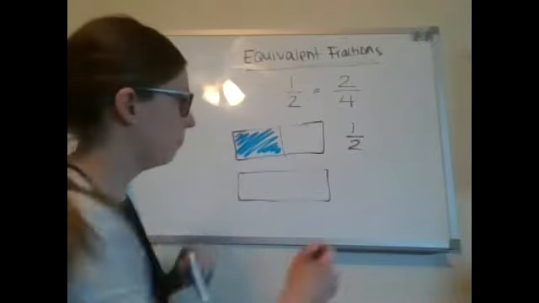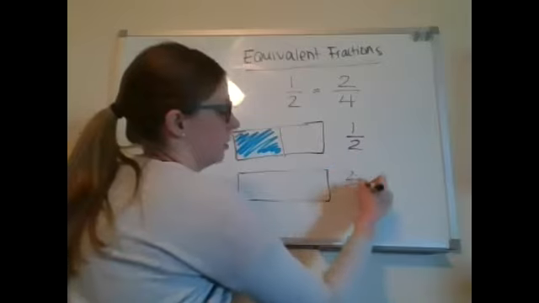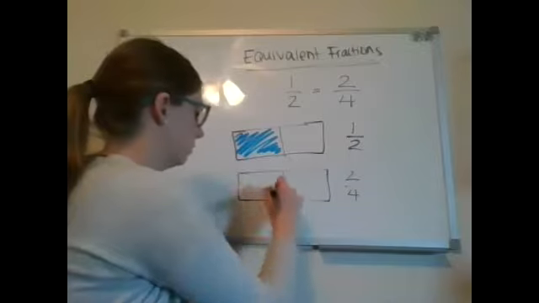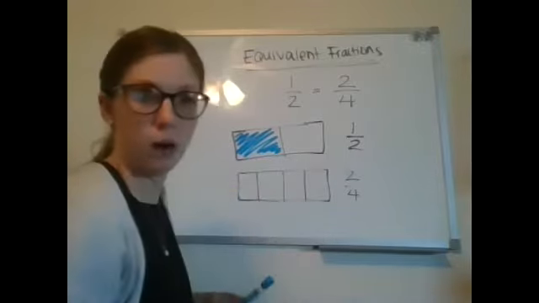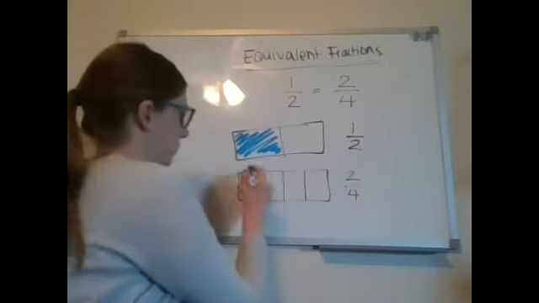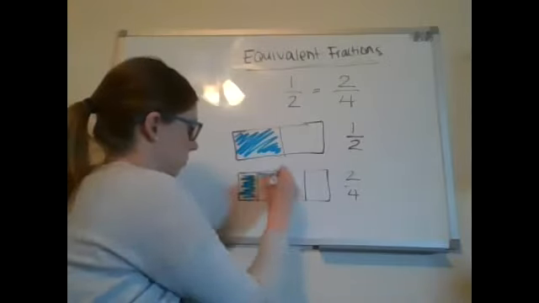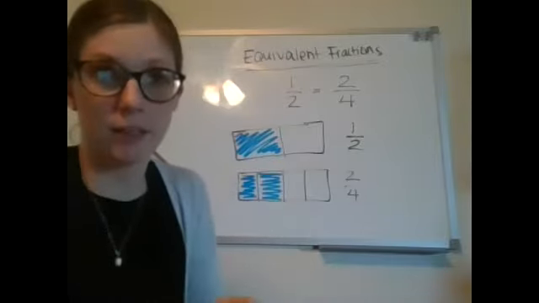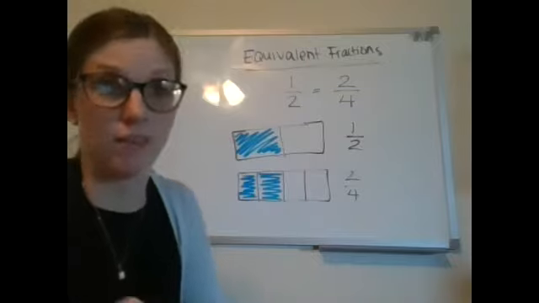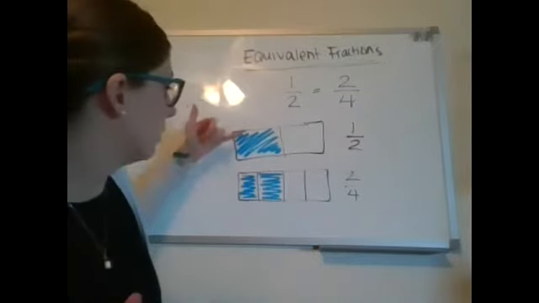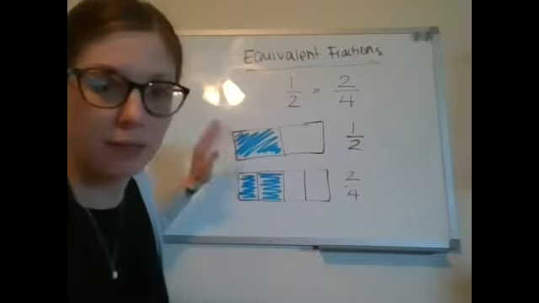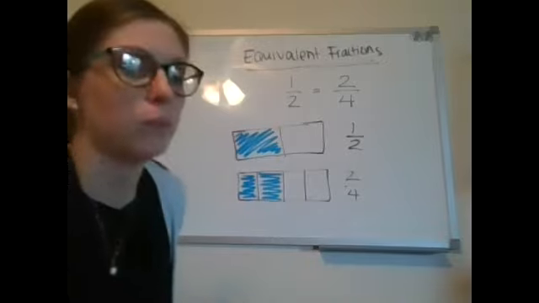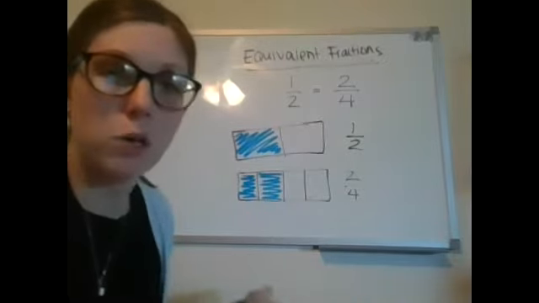Now let's split this bottom bar here into 4 whole pieces and shade 2 of them. So there are 4 pieces. I'm going to shade 2 of them now. All right. So minus the fact that I can't make anything equal to save my life, can we see that these are equal parts? 1/2 is the same amount of this bar as 2/4 is on this bar. They're the same amount, so that means that they are equal.